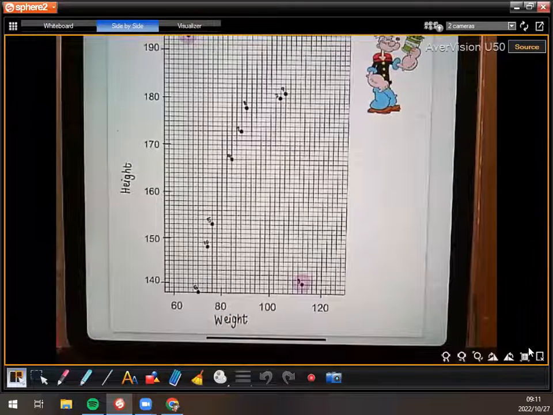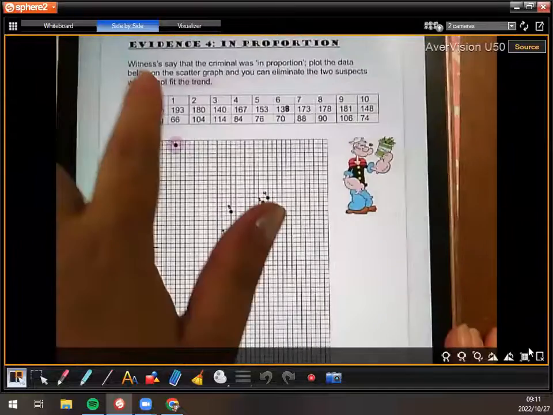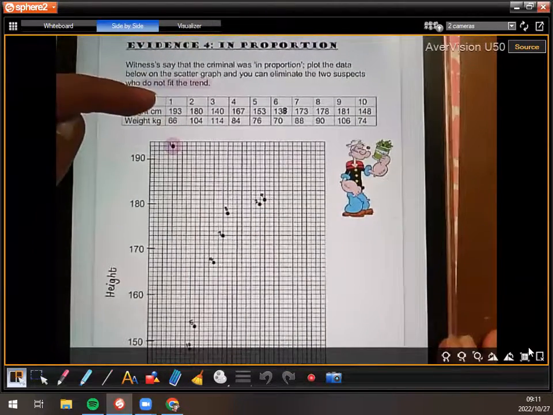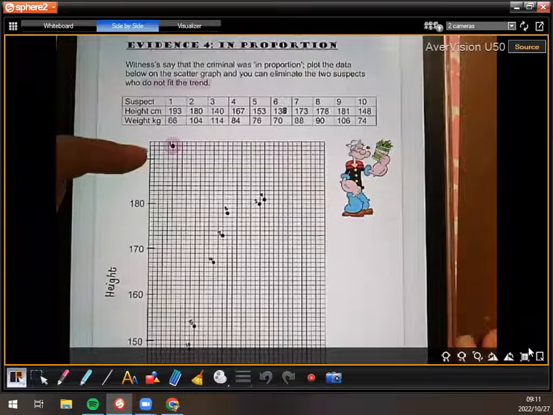So what you have to do, guys, is plot all of the points, right? Each suspect is 1 point. If we're looking at suspect 1, he or she had a height of 193 centimeters. So you need to go on your height axis to 193. Do we agree with that line there? That's 193.